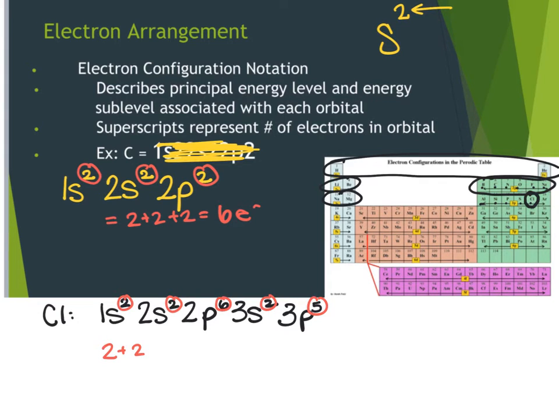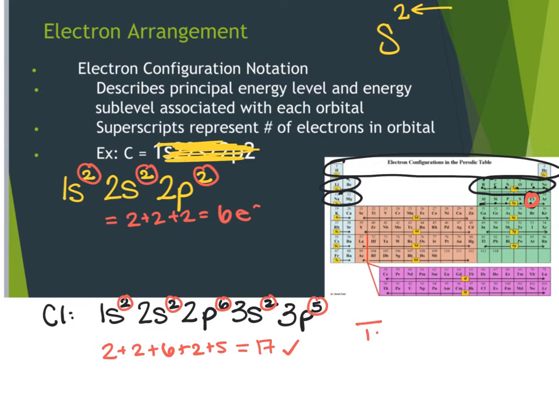So 2 plus 2 plus 6 plus 2 plus 5. 2 plus 2 is 4, plus 6 is 10, plus 2 is 12, plus 5 equals 17, which is exactly how many electrons chlorine has. Okay, now this is the same thing with chlorine.